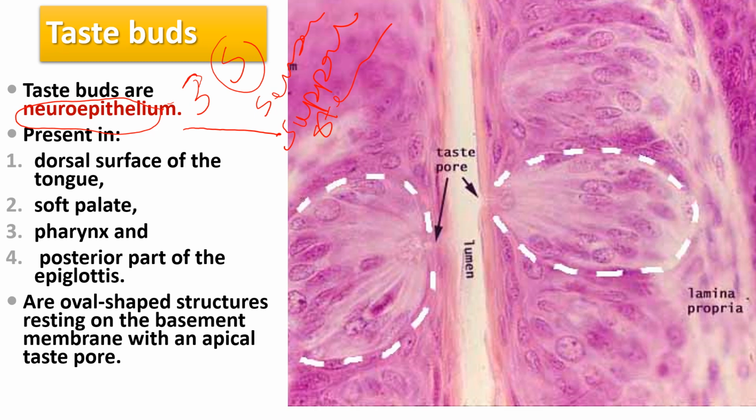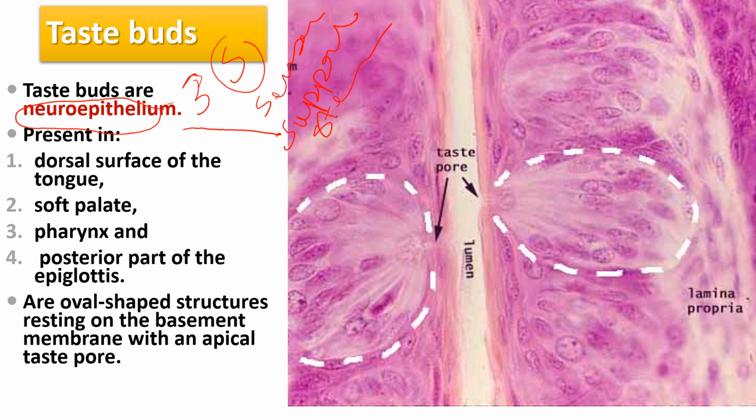Where can we find this taste bud? We have seen it on the dorsal surface of the tongue, in the tongue papillae. Which tongue papillae? It was in the circumvallate papillae and fungiform papillae. The most numerous was in circumvallate papillae on the lateral wall. In the rudimentary type, which is the foliate papillae. We can also find taste buds on the soft palate, pharynx, and posterior part of the epiglottis.